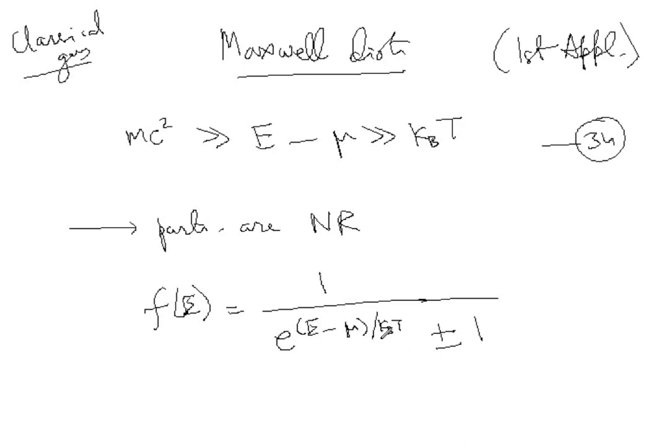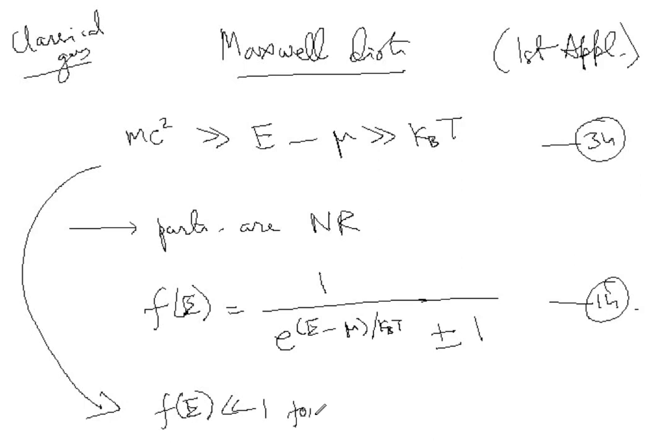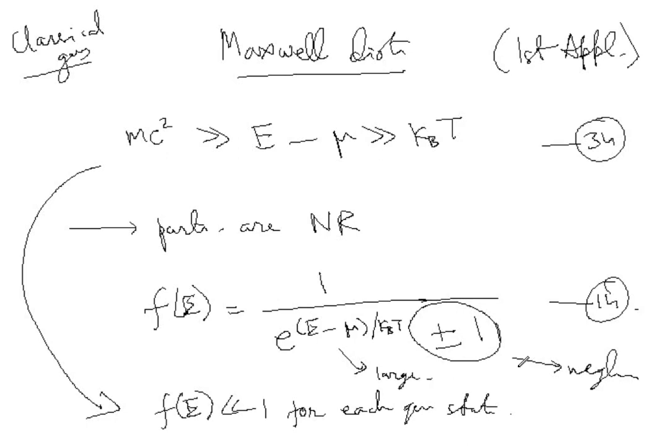You see, in the denominator of this occupation function, this was basically equation 14. As a result of this condition, the denominator becomes very large. This means that the occupation number is much less than 1, so f is much less than 1 for each quantum state. And also we can neglect this plus minus one term, since this is very large. As a result, we have the classical distributions for bosons and fermions, which are identical.